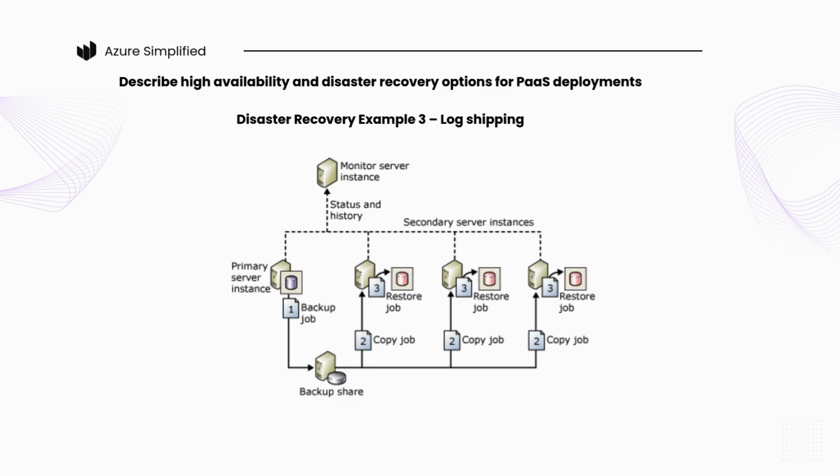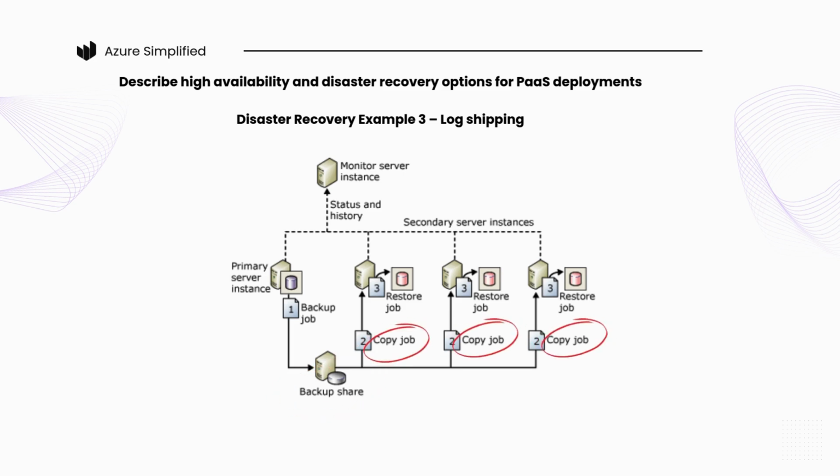This diagram represents a backup and restore process in a server environment, involving a primary server instance, secondary server instances, and a monitoring server. Key components. Primary server instance: this is the main server that initiates the backup process. A backup job, 1, is executed, creating a backup of data. The backup is stored in a backup share, a storage location accessible to other servers. Backup share: this is a centralized storage location where the backup data is kept. Other servers can access this location to copy and restore data.